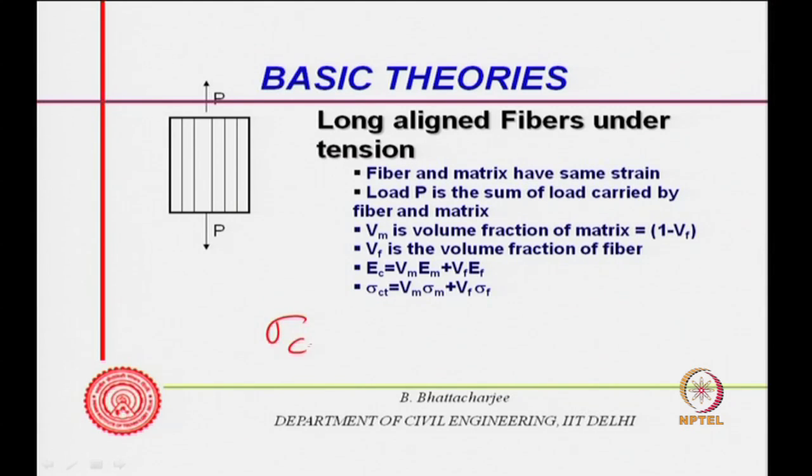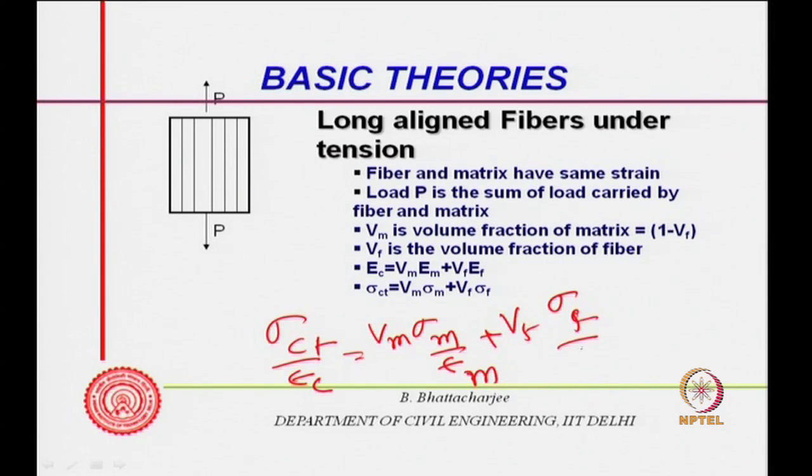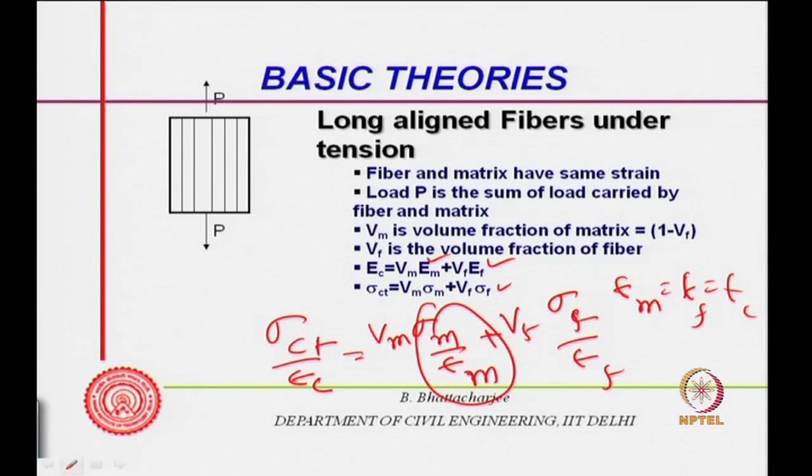Now, since the strain is the same in all of them, I can divide sigma c t by epsilon, which is the same, V m sigma m by epsilon m, plus V f sigma f by epsilon f, because epsilon m and epsilon f are equal to epsilon c, the composite strain, and therefore they are the same. And stress by strain is nothing but the modulus of elasticity. So, it is a simple equation, one can easily derive it.